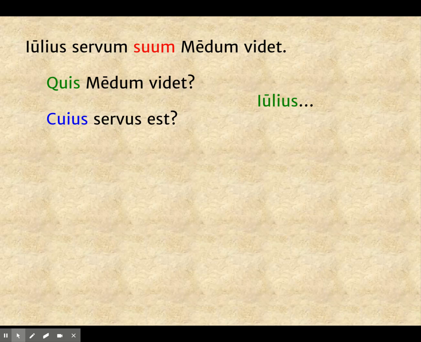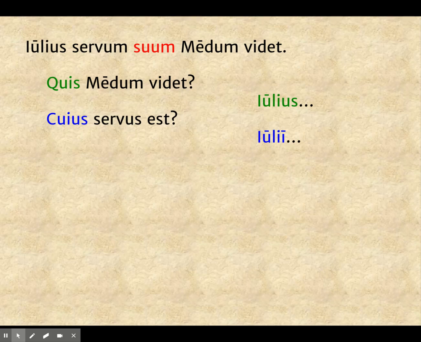Well, as it turns out, Julius is the owner of the servus. So when you answer this question, you want to give the possessive form of Julius. So if you know the possessive form of Julius, please say it now. If you said Julii, you are right. It looks like the plural, but that is the possessive singular. So when I ask the question, cuius servus est, you say Julii or Julii servus est.